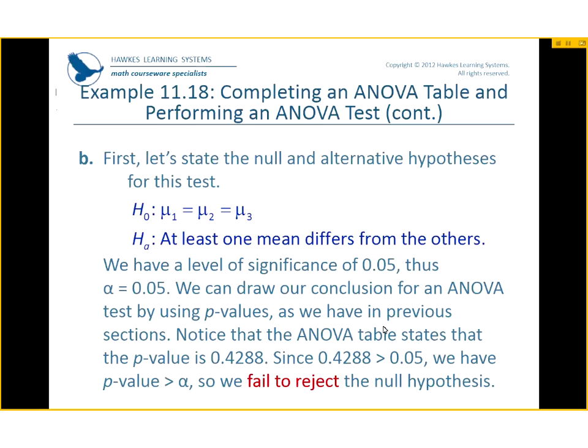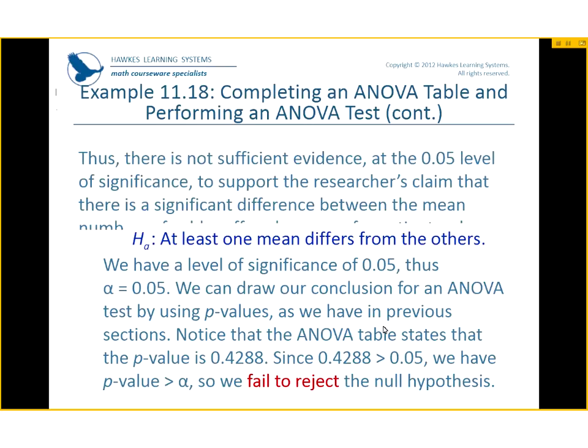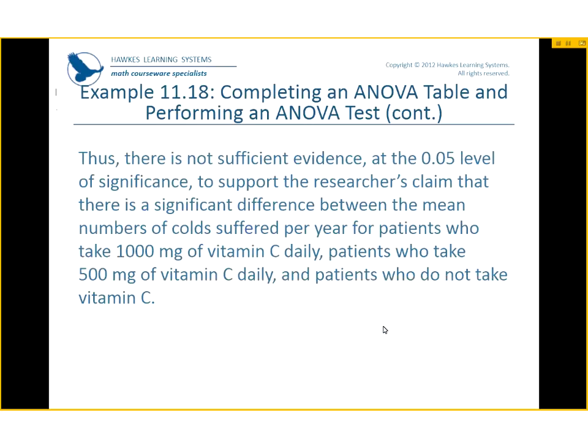Okay, so what can we find? First let's state our null and alternative hypotheses. Null is always going to be the mean of 1 equals the mean of 2 equals the mean of 3. Alternative, at least one is different. We have a level of significance of 0.05, thus our alpha is 0.05. We can draw our conclusion from the ANOVA test by using the p-values as we did in the previous section. Note that the ANOVA table states that the p-value is 0.4288. Since 0.4288 is greater than 0.05, we have a p-value greater than alpha, so we fail to reject our null.